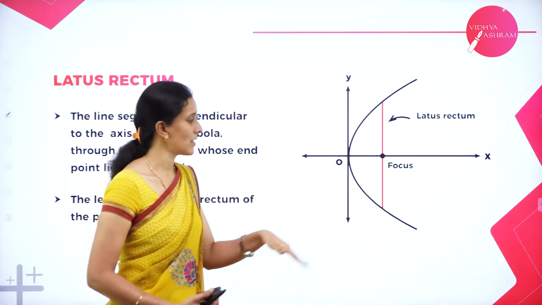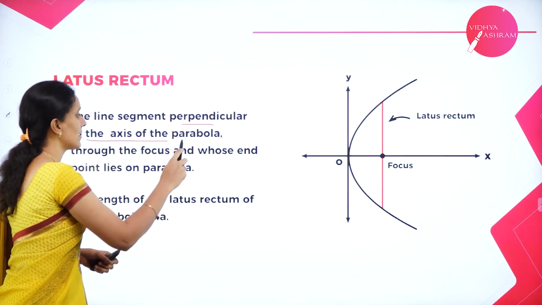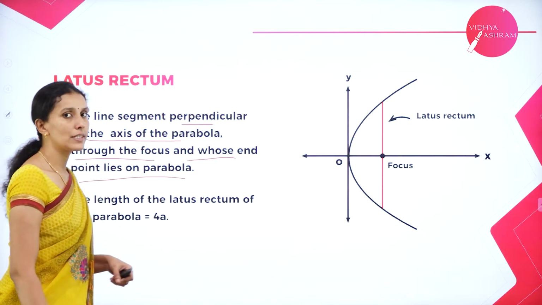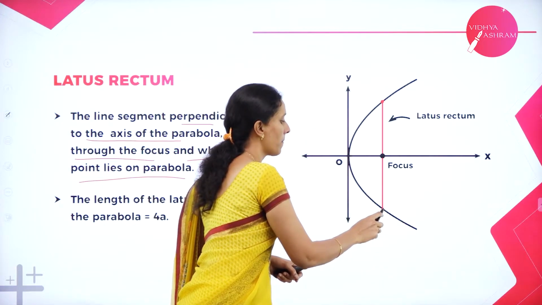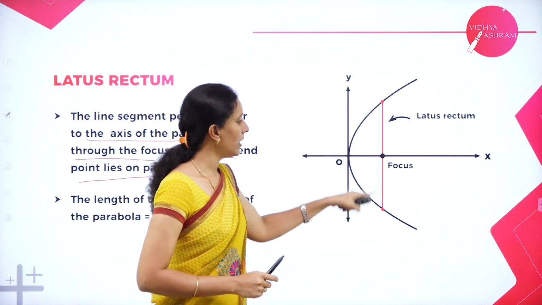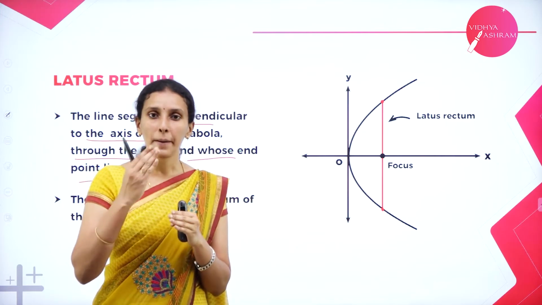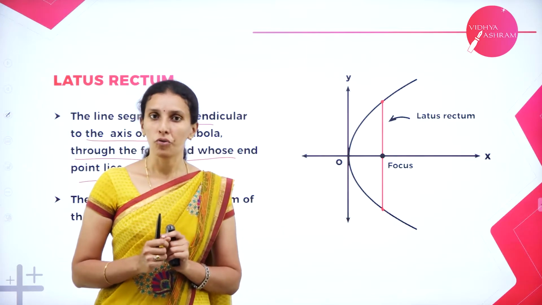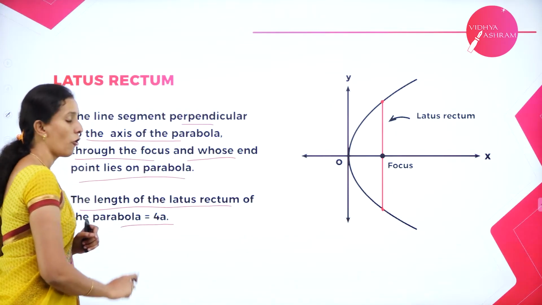Which is the axis of the parabola? It is the x-axis. So a latus rectum is perpendicular to the axis of the parabola and passes through the focus, and its end points lie on the parabola. These are the end points of the latus rectum here. It will not extend further. It passes only through the focus, and the length of the latus rectum is given by 4a.